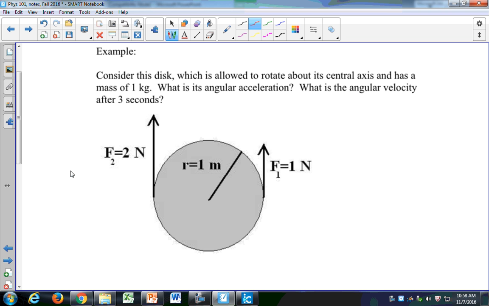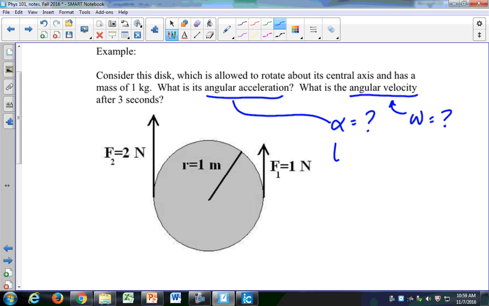I want to know, what is its angular acceleration? The angular acceleration, remember, is alpha. And I want to know, what is its angular velocity? That's omega after t equals 3 seconds. It has 2 forces acting upon it. So I'll want to find now what is the net torque.